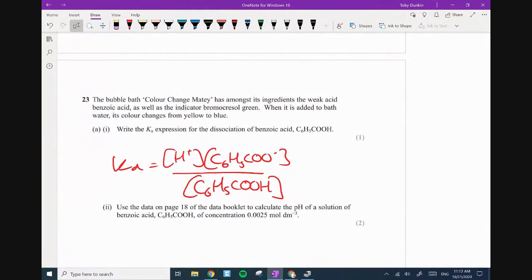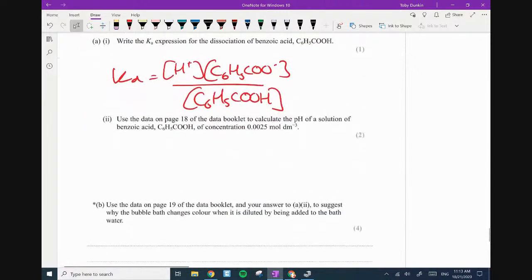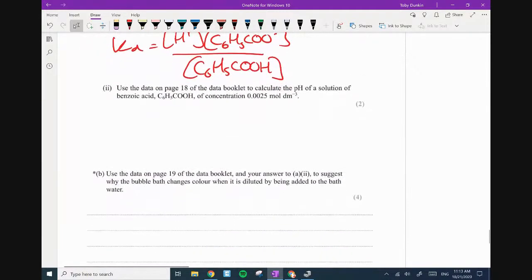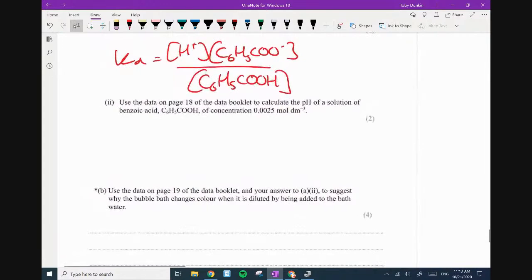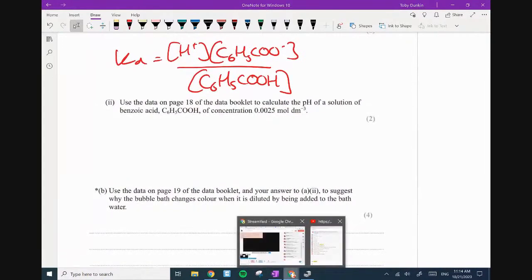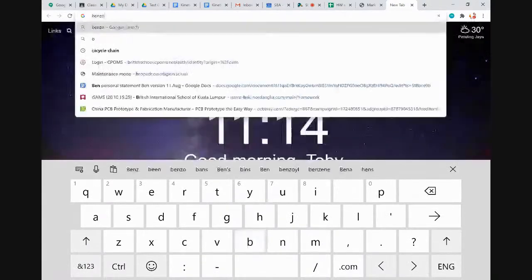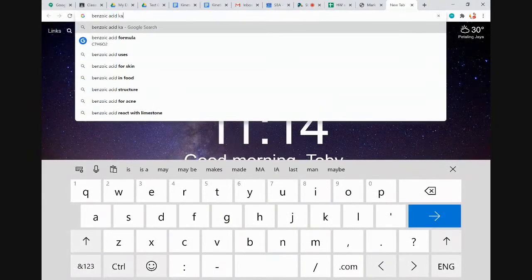Isn't that cool? The bubble bath color change has amongst its ingredients ethanoic acid. As a result, the indicator bromocresol green, which is added to the bath water, changes color from yellow to blue. Wow, that's neat. So I'm going to have to work out its pH at that concentration. I need to look up benzoic acid. Let's have a look. I'd hope you did the same thing. Benzoic acid Ka value.